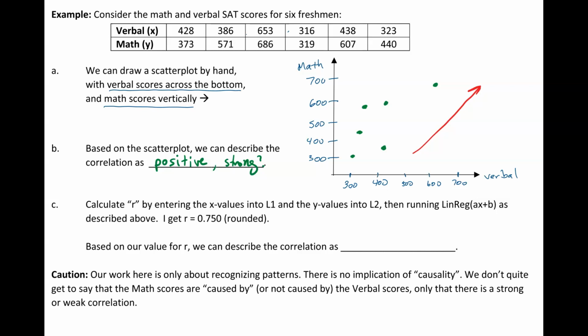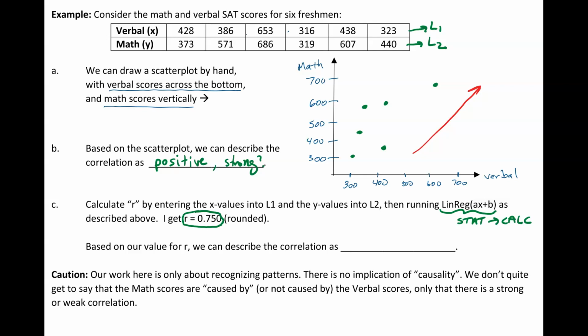All right, now calculating R, we're going to enter the values into L1, X. The X values go into L1 and the Y values go into L2 like we've practiced. And then remember that the LinReg(ax+b), that's in the STAT button and moving over to the CALC area. Find LinReg(ax+b), find those instructions up above, follow that. And I got R equals 0.750, rounding to 3 places.